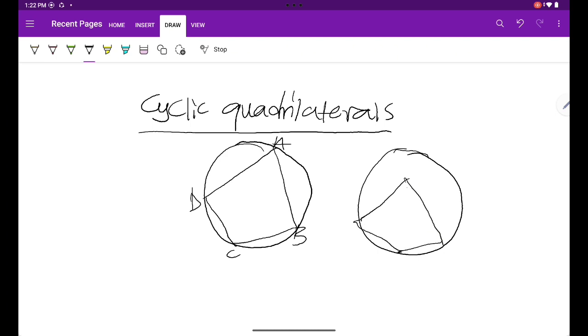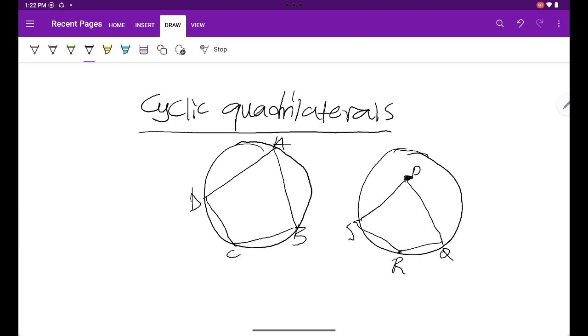Now, this is a quadrilateral, but it is not a cyclic quadrilateral because you see this vertex here, it's not on the circle. So we need to make sure that all the four vertices lie on the circle. So that will be a cyclic quadrilateral. So this here, PQRS, is not a cyclic quad.